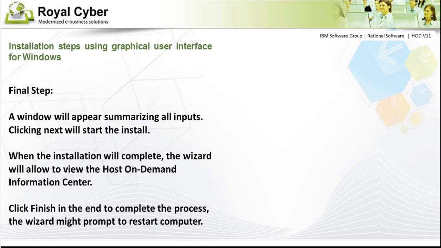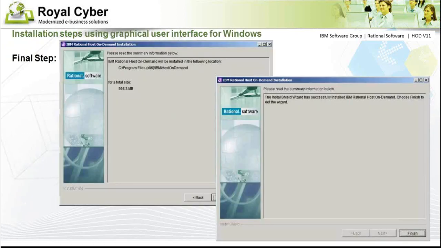As a final step, a window will appear summarizing all the inputs. You can click next, and when the installation completes, the wizard will allow you to view the Host On-Demand information center. Click finish in the end to complete the process, and the wizard might prompt you to restart your computer. This is the window that will appear in the end, summarizing all your inputs. You need to click next to start the install.